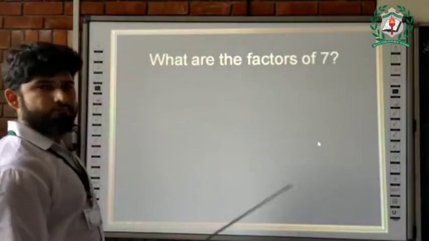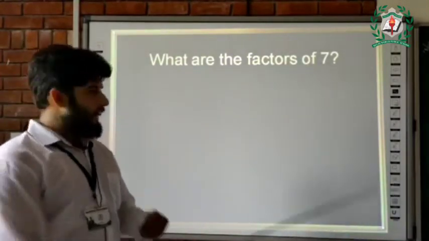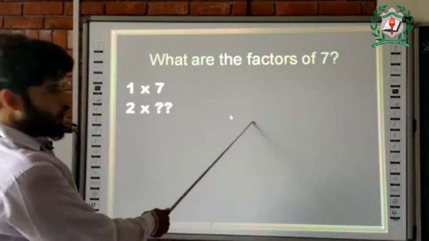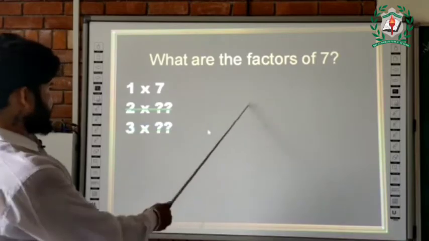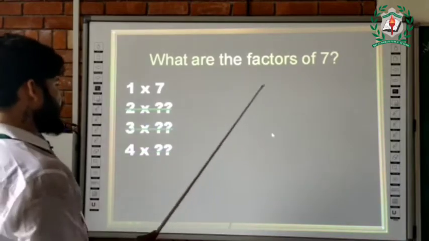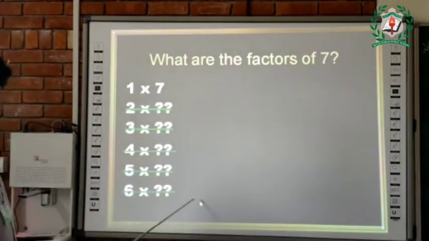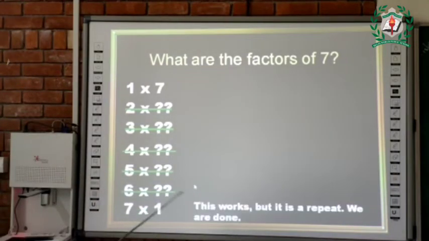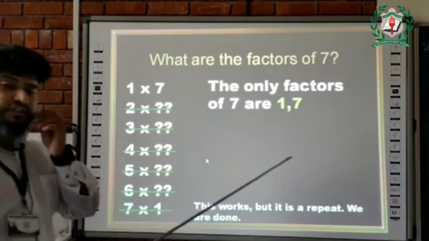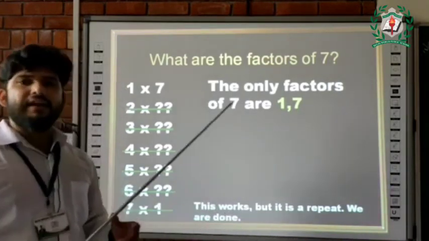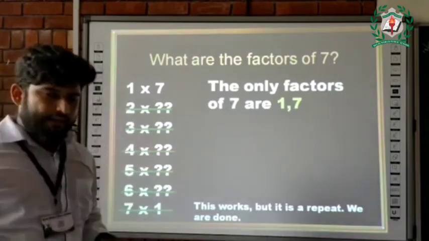फैक्टर ऑफ 7. फैक्टर ऑफ 7 मतलब it will be 1 into 7. 2 no. Now see, 3 no, 4 no, 5 no, 6 no, 7 yes. But it is a repeat. We are done. So 7 has two factors, 1 and 7. So I am just giving you a summary.